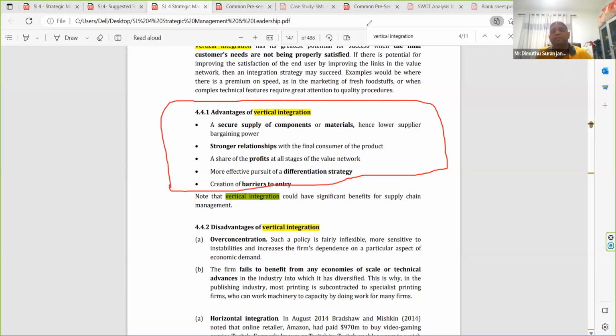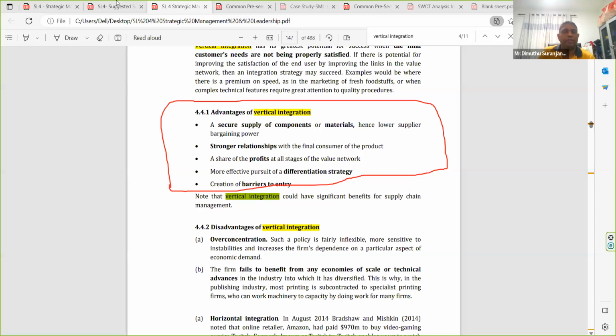We can get some advantages like this: a secure supply of component or material, hence lower supplier bargaining power, stronger relationship with the final consumer of the product, a share of the profit at all stages of the value network, more effective pursuit of differentiation strategy, creation of barriers to entry. So you can mention those things also in your answer.